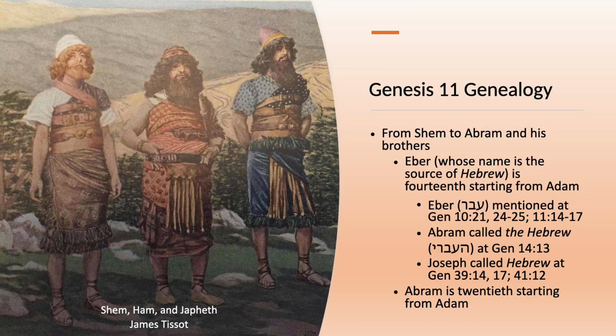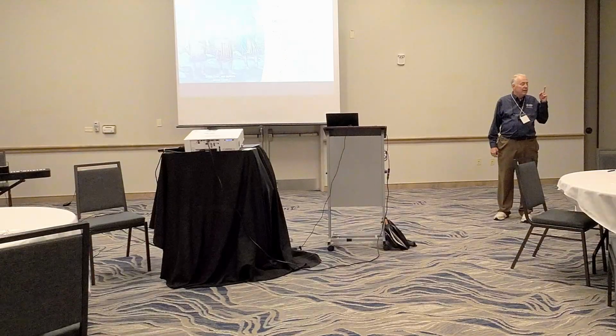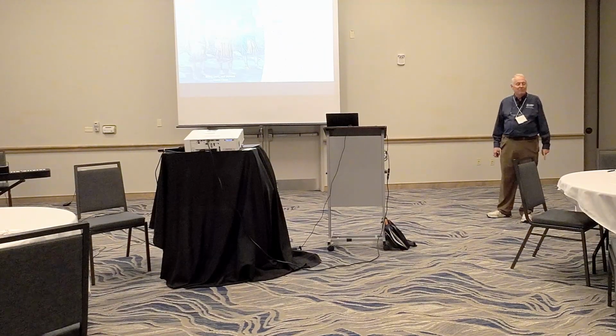Okay, Genesis 11 genealogy, from Shem to Abram and his brothers. Eber, whose name is the source of Hebrew, is the 14th starting from Adam. Okay, Eber is mentioned a good number of times in Genesis. Look at that. You didn't know he was so prominent, did you? Abraham is called the Hebrew, Ha-Ivri, Genesis 14:13. Joseph is called a Hebrew 3 times. This guy's important. He gives his name to these people.